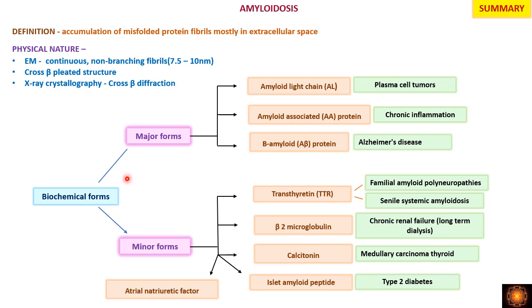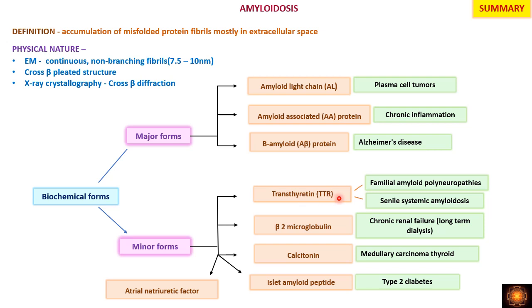When we see biochemical forms, we have major forms and minor forms. In the major forms, we have amyloid light chain, which we see in plasma cell tumors, and the precursor protein for this is immunoglobulin light chain. Second one is amyloid associated protein, which we see in chronic inflammation. The precursor protein for this is serum amyloid associated protein produced by the liver. Then the third one is beta amyloid protein, which we see deposited in Alzheimer's disease in the brain, and the precursor protein for this is a transmembrane glycoprotein.